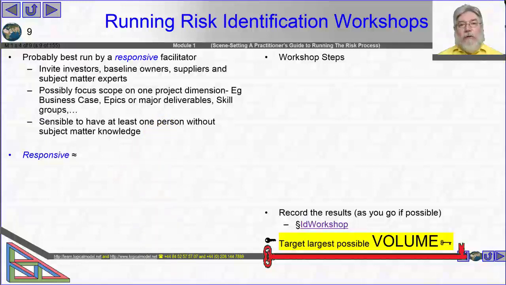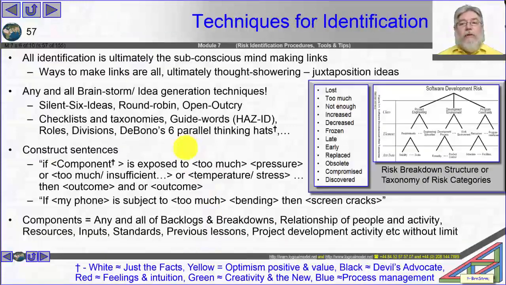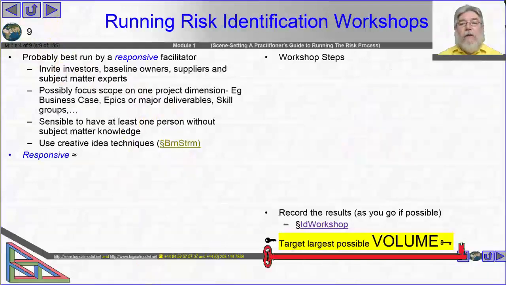And all risk identification is about brainstorming. It's about idea creation techniques. And we'll go through a bunch of brainstorming techniques and guidance and the like when we get somewhat further ahead. Slide 57 that was. This is number 9. So we'll talk about how we do this stuff later in detail.